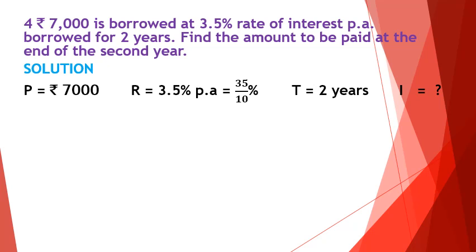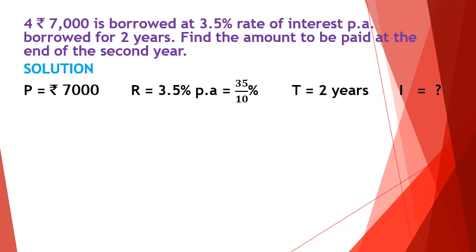What is the rate of interest percentage given? 3.5. That is R equal to 3.5. It is given in decimal point. So to make the calculation easy, you have to write it as 35 upon 10%. Time period. At the end of the second year, we have to pay the amount. So the time is 2 years. What do we have to find? We have to find the amount.